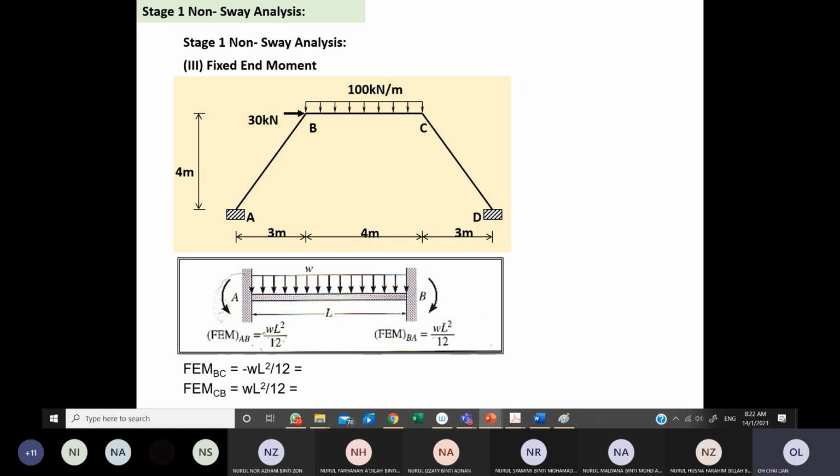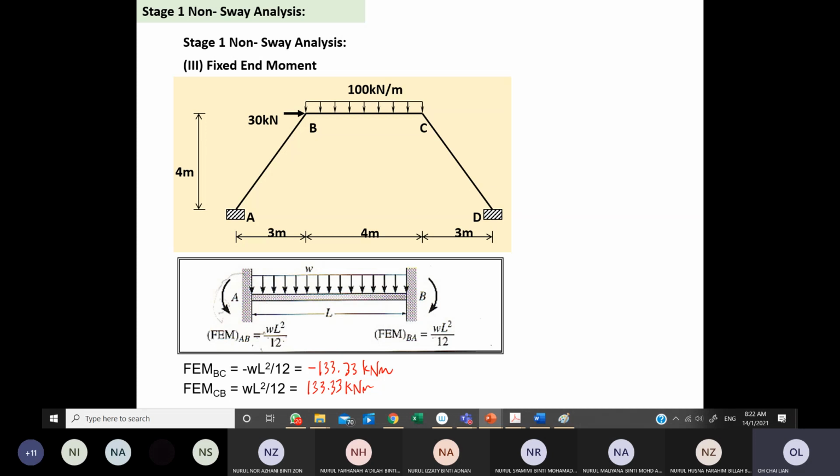Okay, so class, what do you get for this fixed moment BC? 133.33. Is there any point form at the back? 0.33, yeah. So this is how you get your initial moments or fixed moment. Okay. So you need to be very familiar with the method so that you can act fast.